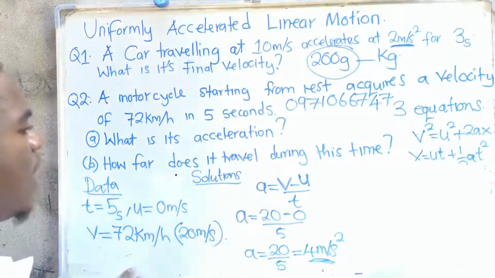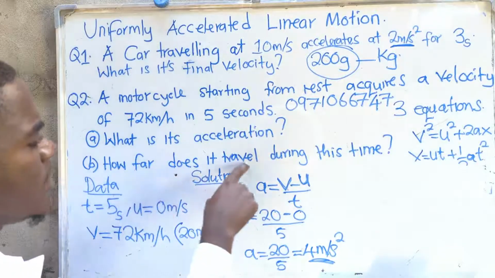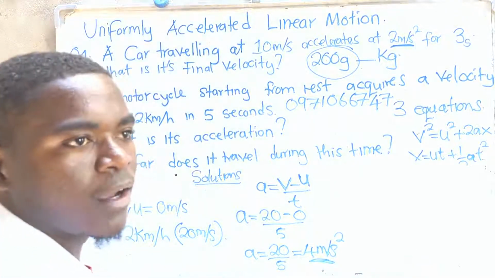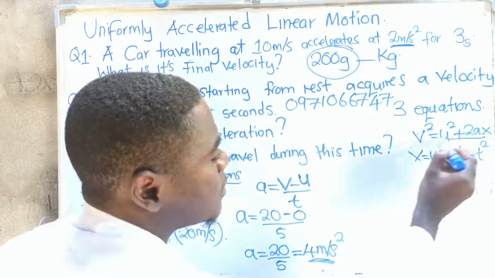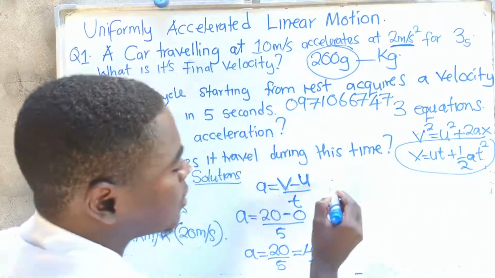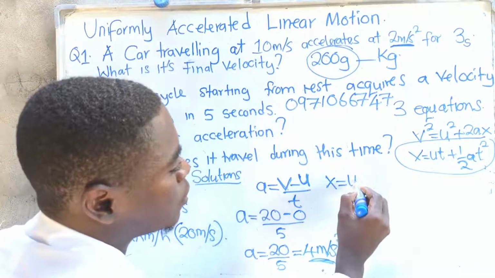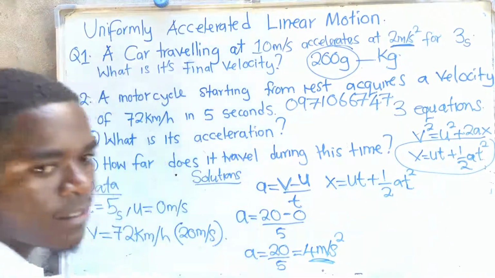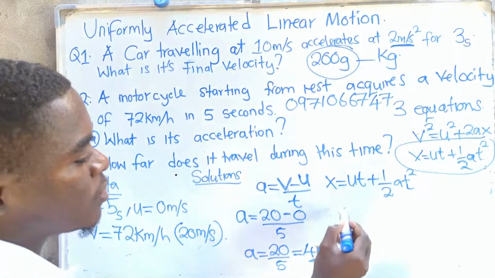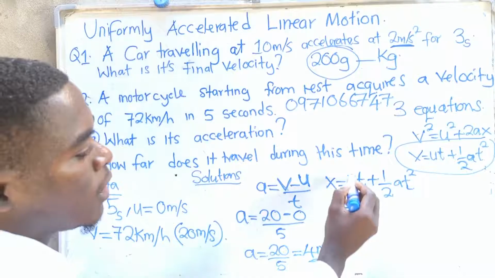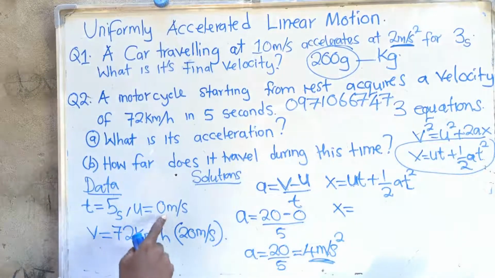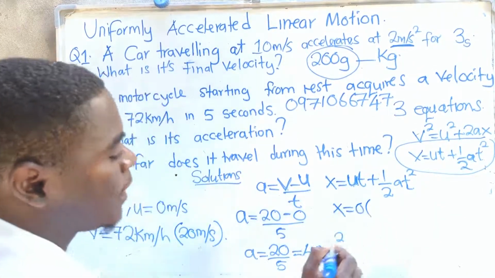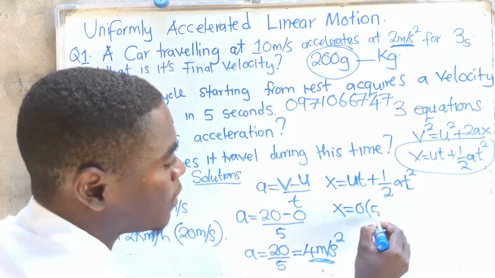So now, I move to the last question. How far does it travel during this time? So we want to find the distance now. I told you that if you want to find the distance, this is the right formula you need to look for, which is what? x, the distance, is equal to ut plus half at squared. Do you have initial? Yes. So distance is equal to initial, which is right here, 0, times time. Time is what? 5. You put your 5 here.